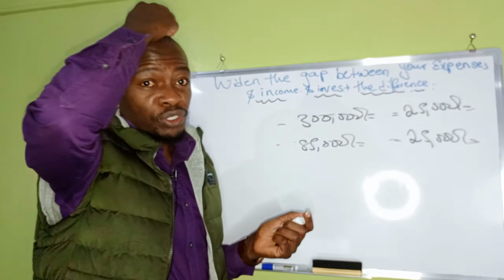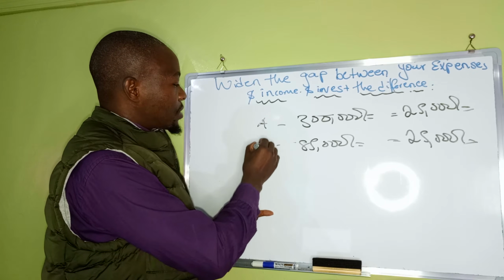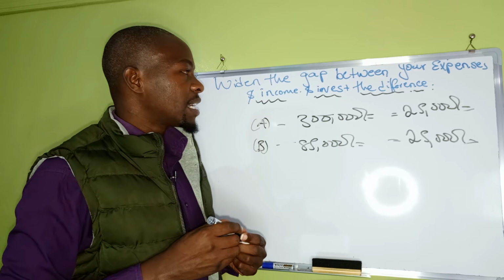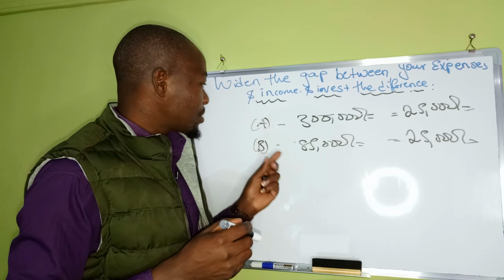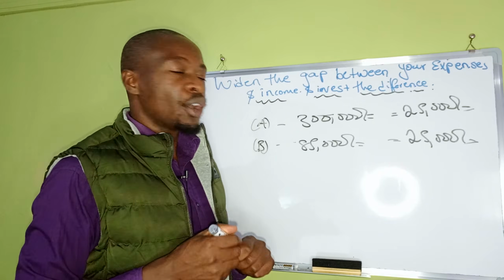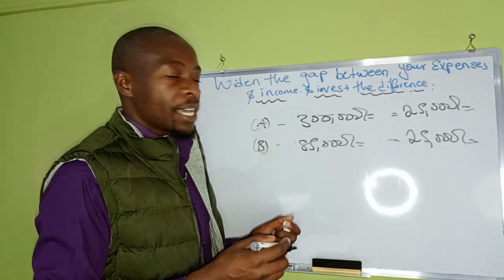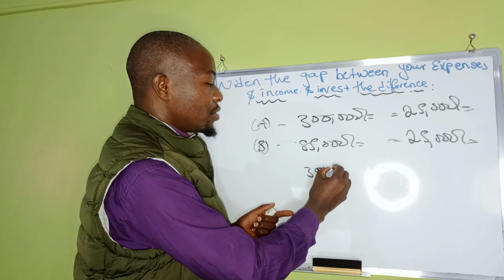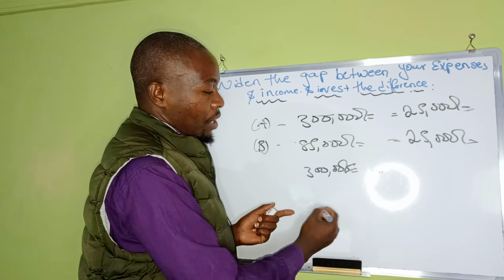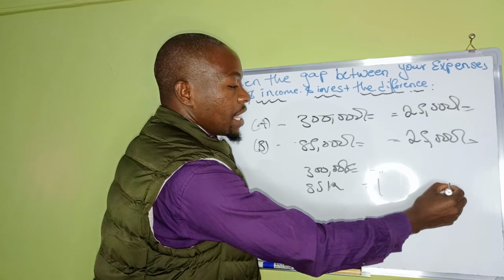Whom would you love to get into a deal with? Let's say person A is earning a salary of 300,000 and managed to save 25,000. Person B earns 85,000 and managed to save 25,000. Who between the two has actually created a big difference? You realize the difference person A has created is quite narrow. But when you take the 85K one, you realize the difference is quite big.